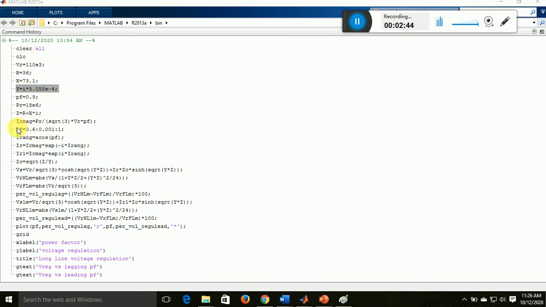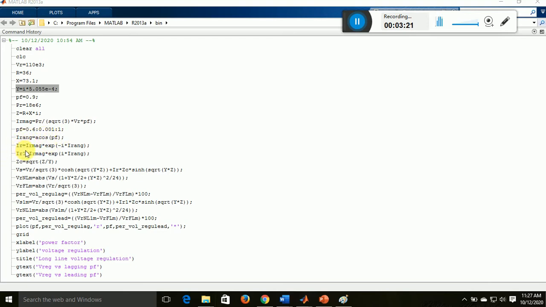Now let us find out the IR magnitude, which is equal to PR divided by square root of 3 into VR into power factor. This is the equation that we have already studied in the theory section. It is nothing but P is equal to root 3 VI cos phi. The PF that we are taking for this is 0.6 to 1 with an increment of 0.01, and IR angle, meaning the receiving end current angle, is based on the power factor, so that is why it is a cos inverse of the power factor. This is the command that we have written in this program for the IR angle.